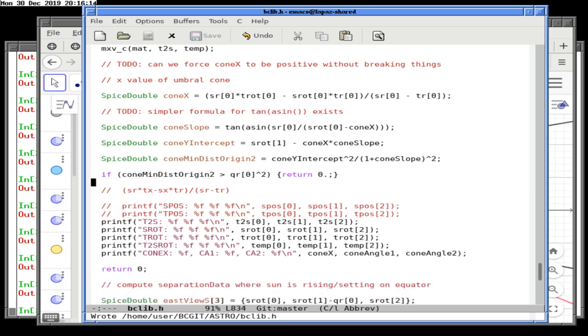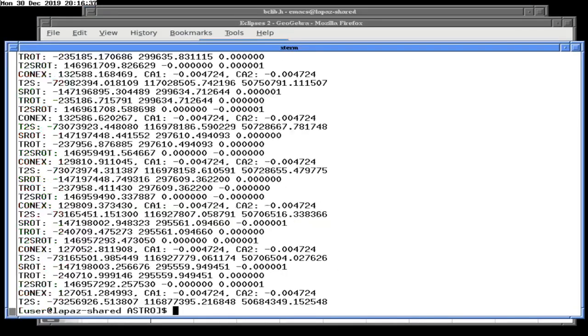Now what should happen is we should only be getting these values when one side of the cone is touching. Unfortunately, because our cone slope can be negative, and because we could be on the wrong side of the origin, this could still be pretty ugly. But I think at the very least it should give us some point where we're inside of an eclipse.